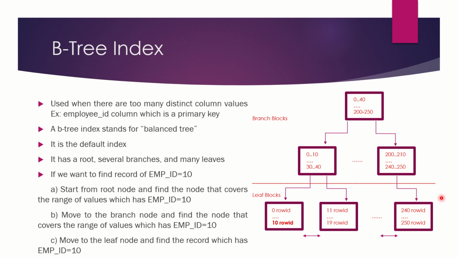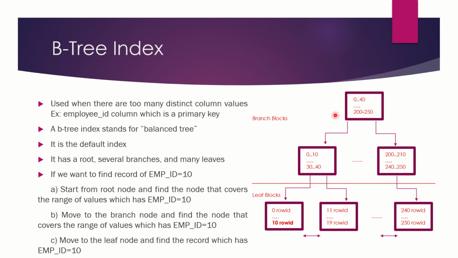Now for example, you fire a query, say select star from employees where employee ID is equal to 10. Then the index scan will start from the root node and try to find the branch node which covers the range of values which has employee ID equal to 10. Now employee ID equal to 10 is covered under the 0 to 40 range. That means it is present in the first branch node.